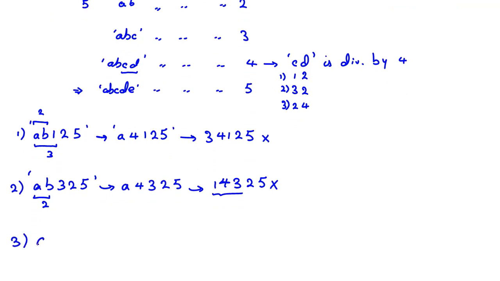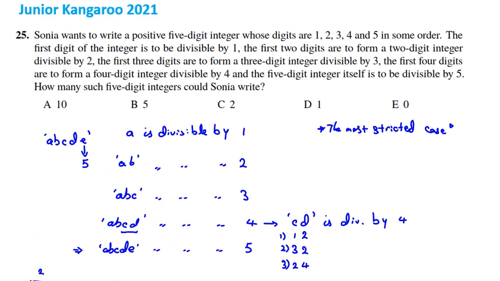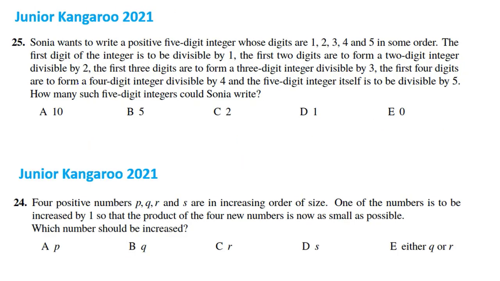Third case, A, B, 2, 4, 5. And now here, B should be even, and here we don't have any selection. So again, as you can see, this case is also bad because B should be even, but we've used 2 and 4, so we don't have an even digit. Okay, so we don't have any selection here, so there is no answer. It says, how many such 5-digit integers could Sonia write? 0. The answer is E.